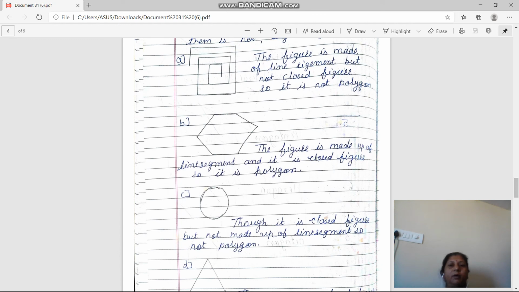The figure is made up of lines. First of all, tell me, is it a closed figure? Yes. Is it made up of line segments? Yes. So it is a polygon. Get it? Two conditions have to be followed: it should be a closed figure and it should be made up of line segments. So the figure is made up of line segments and it is closed, so it is a polygon. Understand? Next. Is it a closed figure? Yes, it is closed, but is it made up of line segments? No. Though it is a closed figure, it is not made up of line segments, so it is not a polygon. Get it? Next.